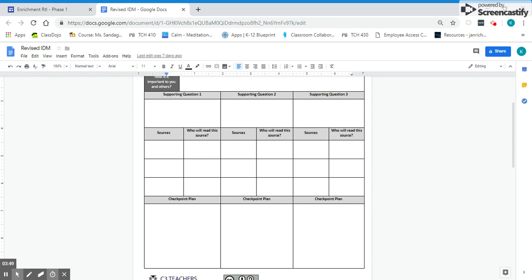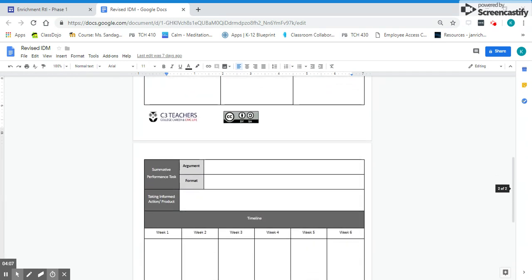For each supporting question, students will create a checkpoint plan or a mini product that will showcase to me that they have indeed answered their 3 supporting questions. My goal here is that students are really thinking deeply about what they're exploring and not just trying to get through the product. I don't want to see students completing this in one day. This should be a full 6-week unit.